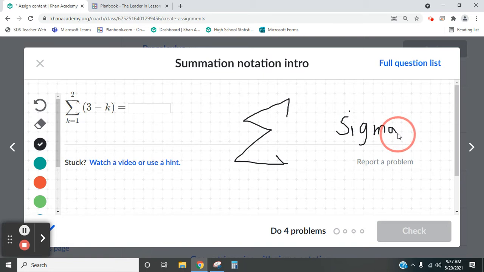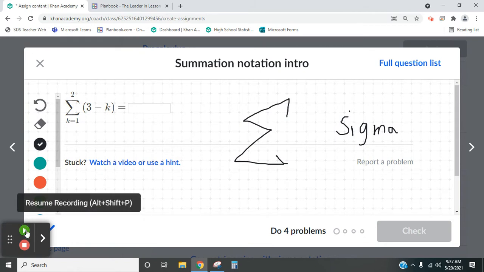Not to be confused with the basketball sigma. Sigma, Jack Sigma, the sigma move where you reverse pivot and all that fun stuff. Well, it's a sigma.